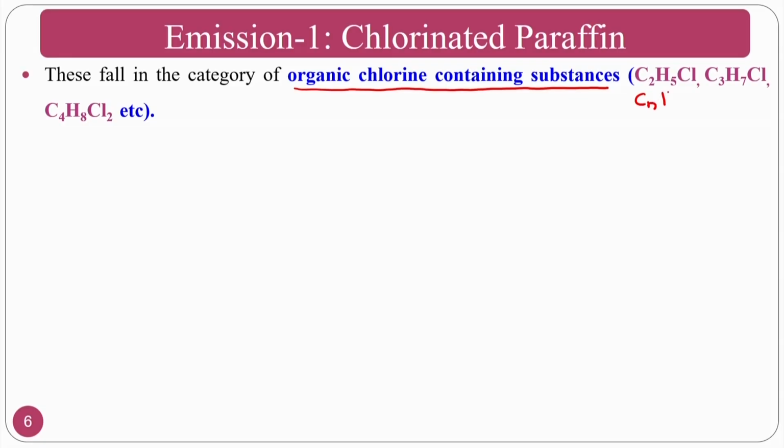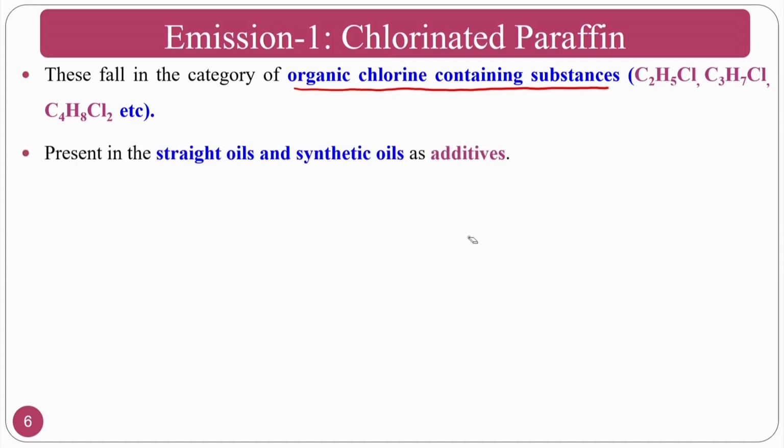In this category, alkanes are CnH2n plus 2. So, it will be like C2H6, okay. Instead of this, what will happen? C2H5, with one hydrogen replaced by chlorine. These are nothing but the organic chlorine containing substances, okay. So, these are the alkane type of compounds where one of the hydrogens is replaced by chlorine.